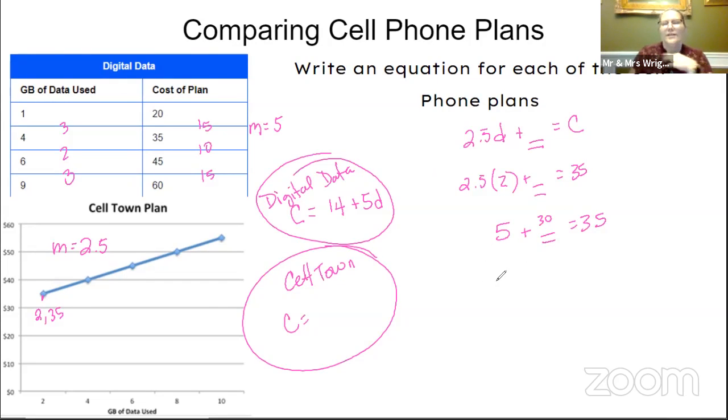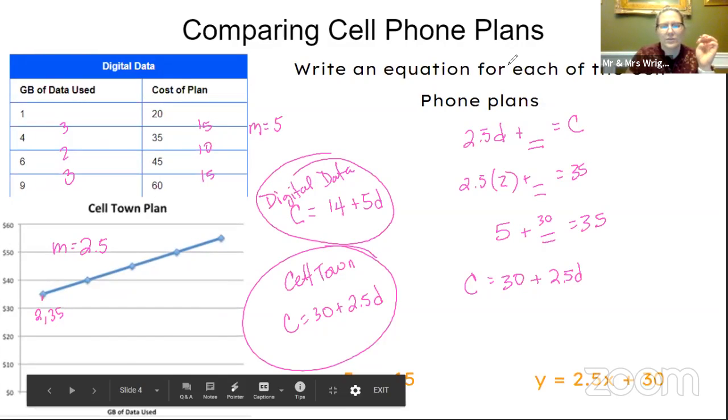No matter what, if I use 0 data, I'm going to have to pay $30, no matter what, right? And then the cost per the data, or the rate of the plan, is 2.5. So C equals 30 plus 2.5D. Now, you could change those numbers around.